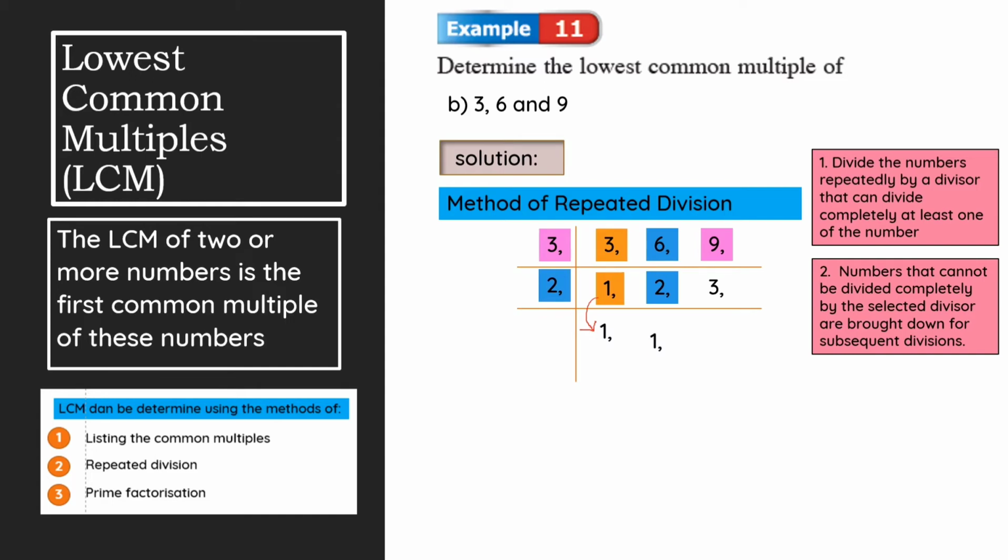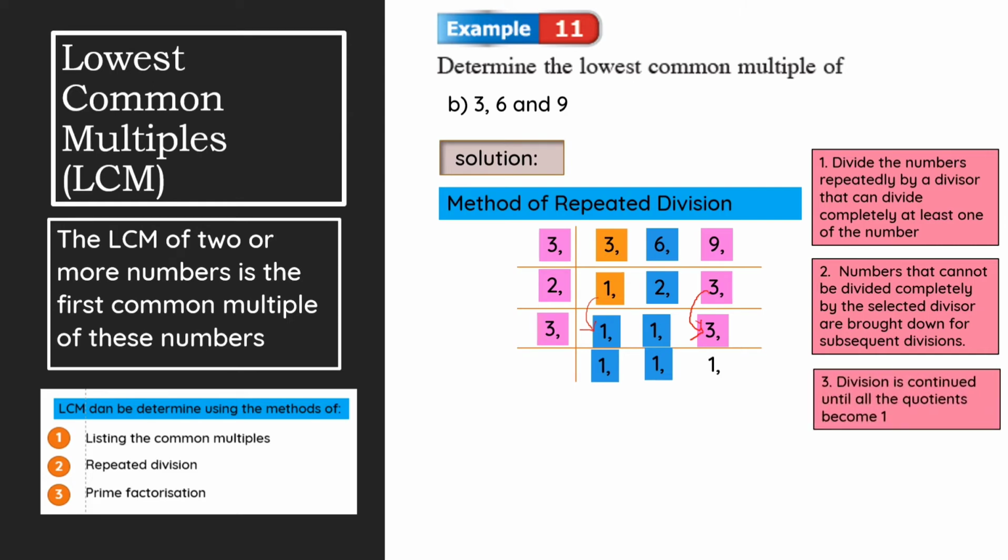Okay. So, 2 divided by 2 equals 1. 3 divided by 2 equals 3. Because 3 cannot be divided by 2, we bring down 3 here for subsequent divisions. Next, we divide by number 3. 1 we bring down. Okay, we bring down 1. Next, 3 divided by 3 equals 1.